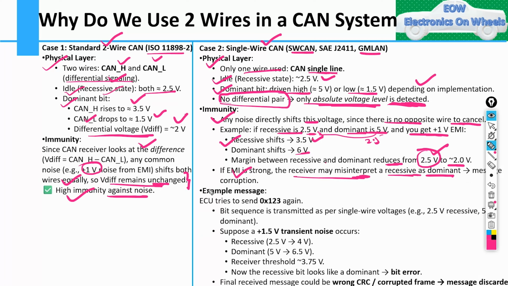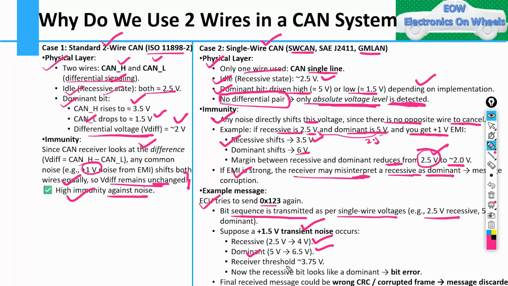So we will take one example. The ECU tries to send 0x123 again. The bit sequence is transmitted as a single wire voltage, where 2.5 is recessive and 5 is dominant. Suppose 1.5 volt transient noise occurs. So what will happen? 2.5 will become 4 volt and dominant 5 volt will become 6.5.